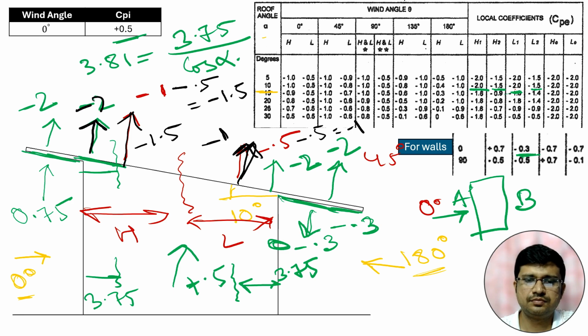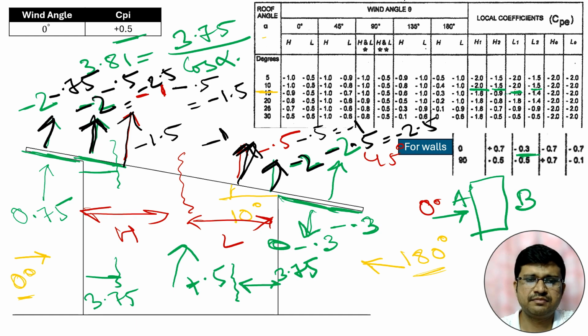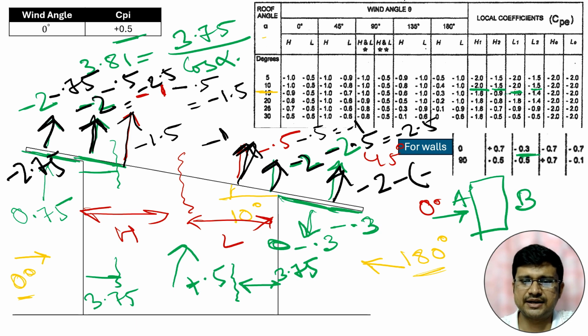-2 minus 0.5, so it will be -2.5. Here it will be -2.5. Again here also -2 minus 0.5, so it will be -2.5. So again it will be -2.5. Here -2 minus 0.75, so it will be -2.75. Here -2 minus (-0.3), so it will be -1.7. So here it will be -1.7.